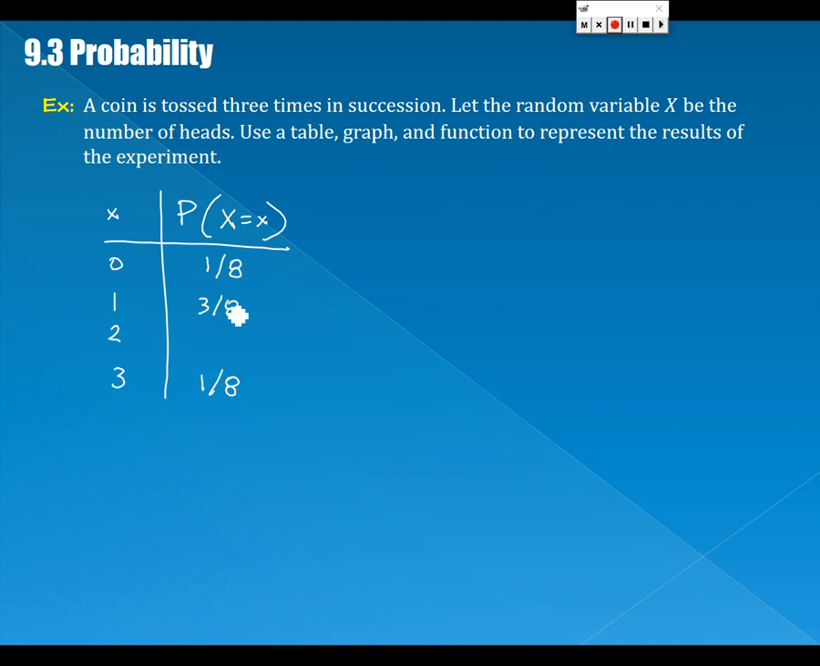What about 2 heads? Now, how'd you get that? Yeah, you could reason through it the same way and be like, okay, well, it's this one, this one, this one. Or you could just be like, well, it's whatever the leftover is, because it has to add up to 1. So good job. We made a table.